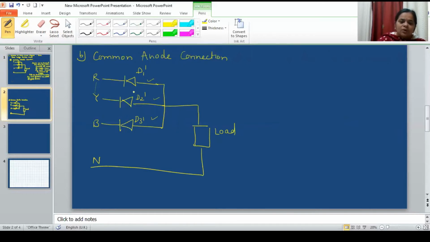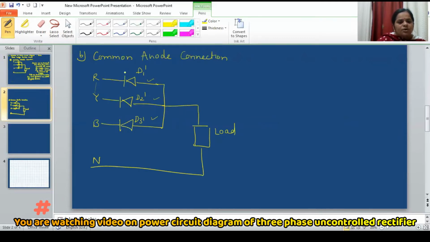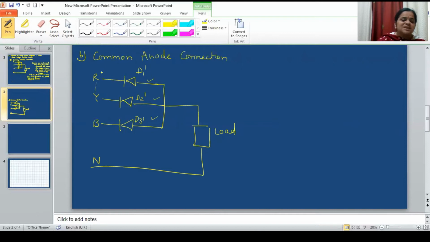Now since their anodes are at the same potential, under this condition the diode which is connected to the maximum negative supply will be forward biased. And as we know, the three phase AC supply has its maximum negative voltage at different durations, so D1 dash, D2 dash and D3 dash will be forward biased at different durations, depending on when the R phase, Y phase and B phase have the maximum negative value.